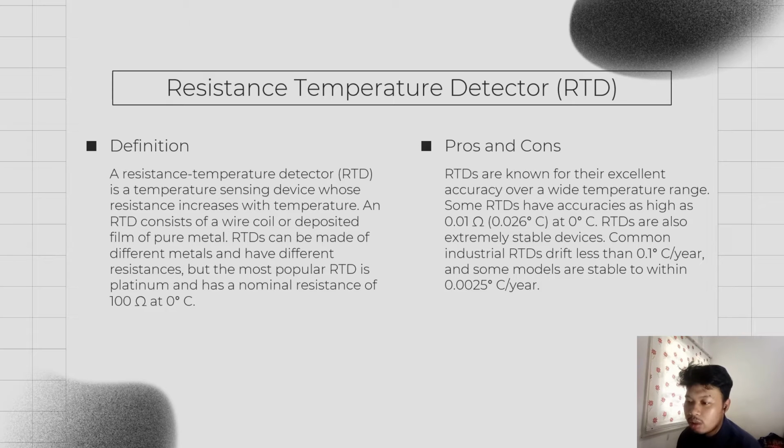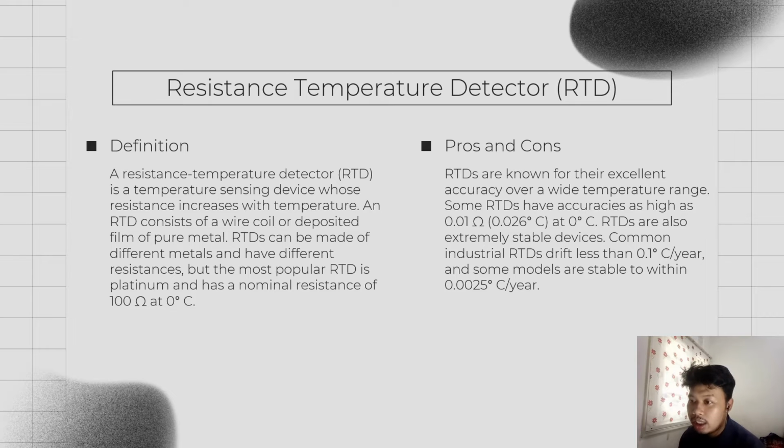RTDs are also extremely stable devices. Common industrial RTDs drift less than 0.1 Celsius each year, and some models are stable to within 0.0025 degrees Celsius each year.